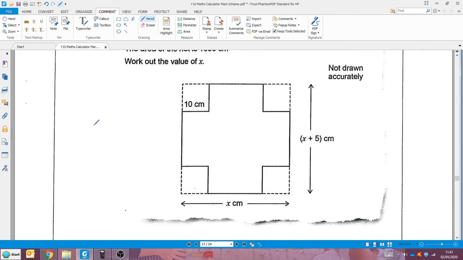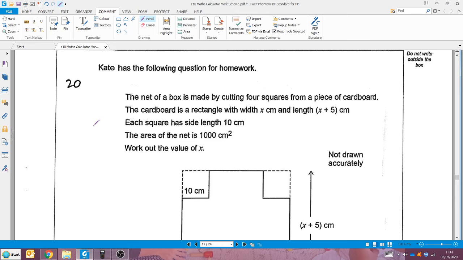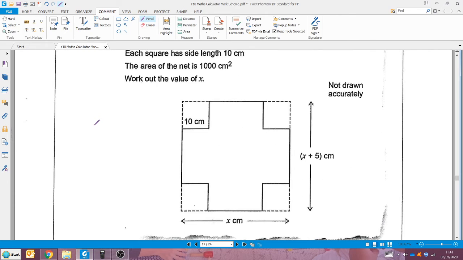You can read it. I've got a rectangle by the look of it. It's a piece of cardboard. Yeah, it is a rectangle, of course with different dimensions. So the area of the entire bit of card will be x plus 5 times x. So that's that times that.